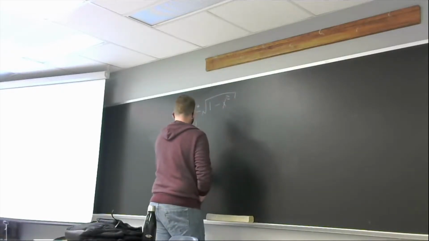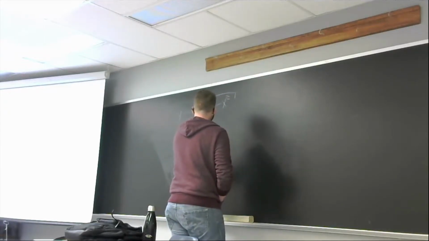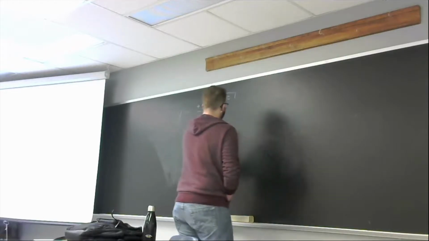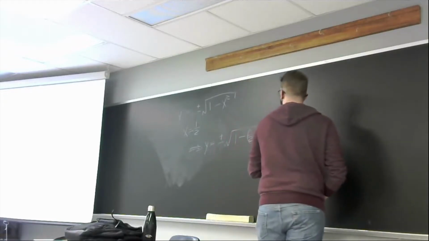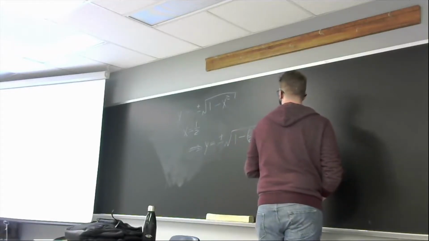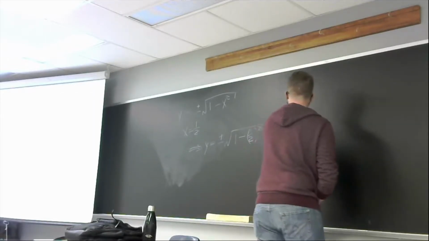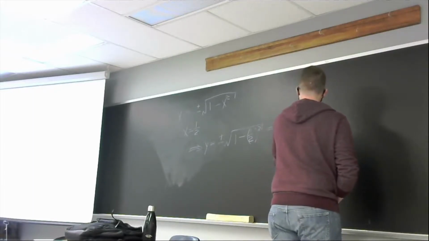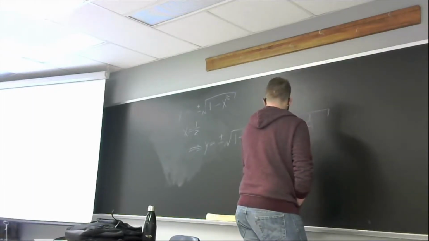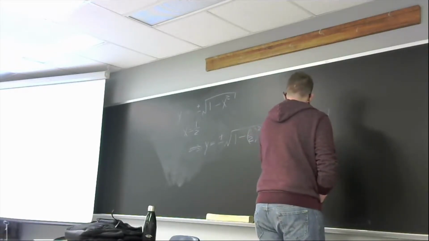When we do that, then we're going to get y is equal to plus or minus the square root of 1 minus 1/2, that quantity squared, right? Which is going to give us plus or minus the square root of 1 minus 1/4, which is going to give us plus or minus the square root of 3/4.